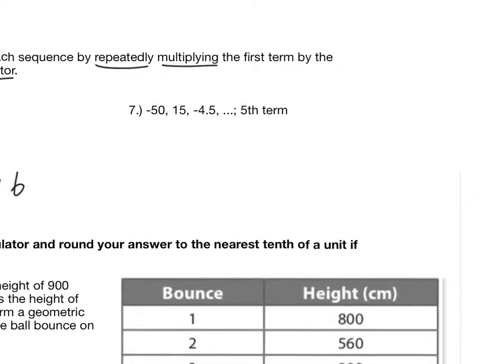All right, let's take a look at this one. So if we look at this one, we take 15 and divide it by negative 50. That would simplify to 3/10. So our common ratio would be, actually negative 3/10, I'm sorry. Our common ratio would be negative 3/10. We're multiplying by negative 3/10 every time, okay?